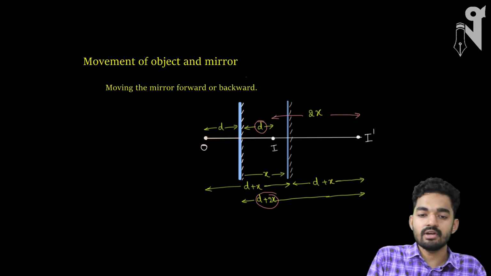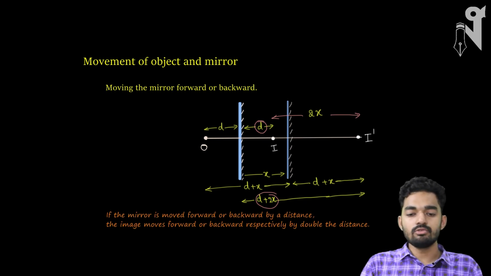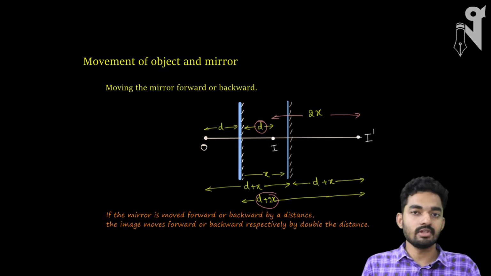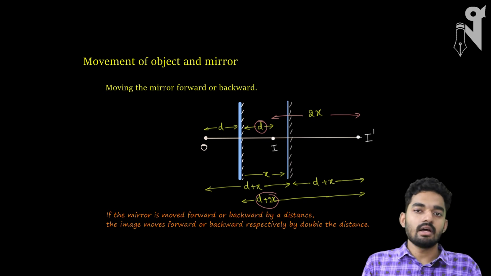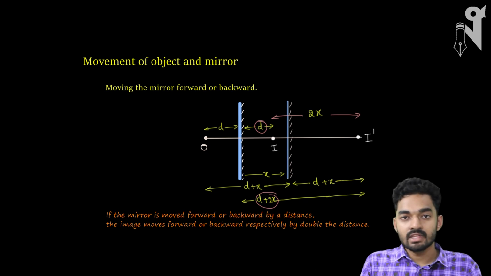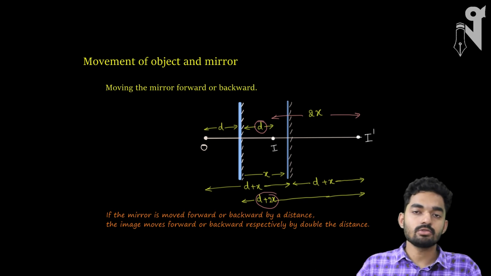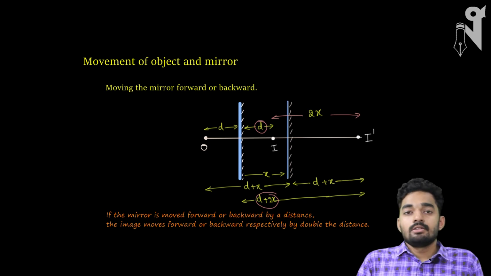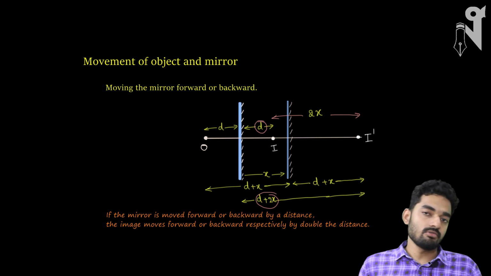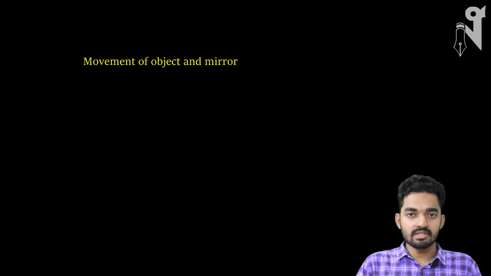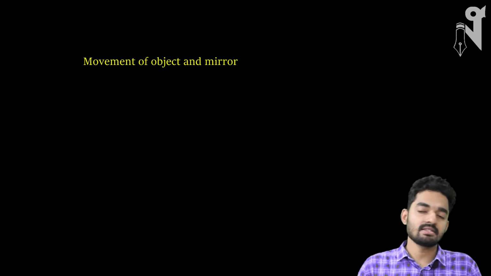Alright, so let me add that point. If the mirror is moved forward or backward by a distance, the image moves forward or backwards respectively by double the distance. So if the mirror moves forward by x, the image will move forward by 2x, and if the mirror moves backwards by x, the image will move backwards by 2 times x. So that's what it means. Now we have seen what happens if the mirror moves backwards or forwards. Now let's see what happens to the image if the mirror is moved sideways.